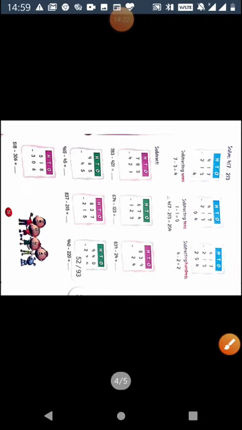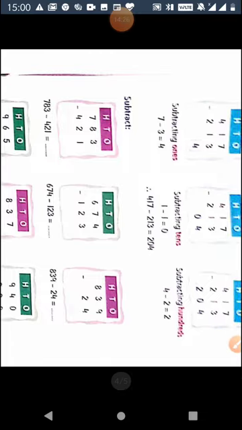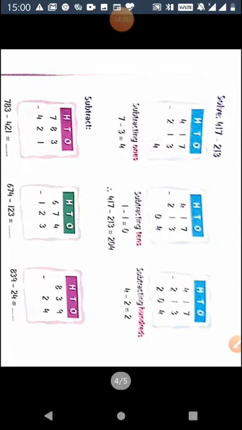And now next is vertical subtraction. Here in vertical subtraction, we simply subtract the ones place, tens place and hundreds place without writing the numbers in expanded form.